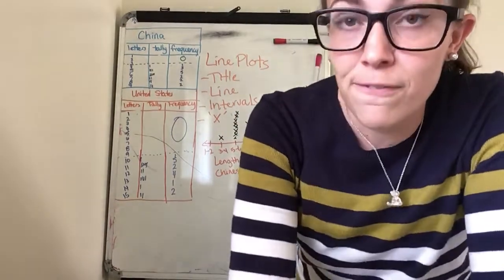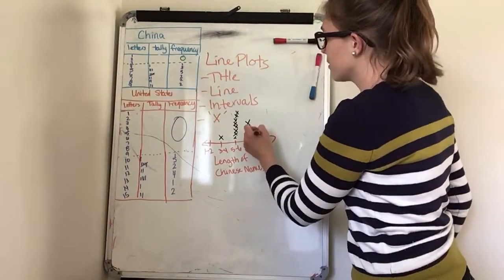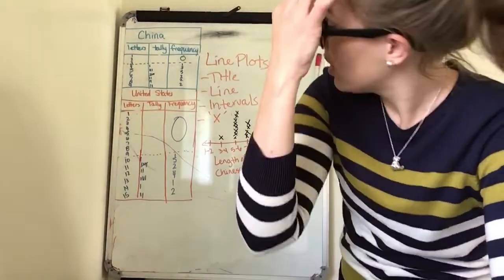So I have a total of 4 X's there. And now I'm going to move on to my 9, 10. For 9, I have 2. And do I have any 10s? No, I don't. So I'm going to stop there.